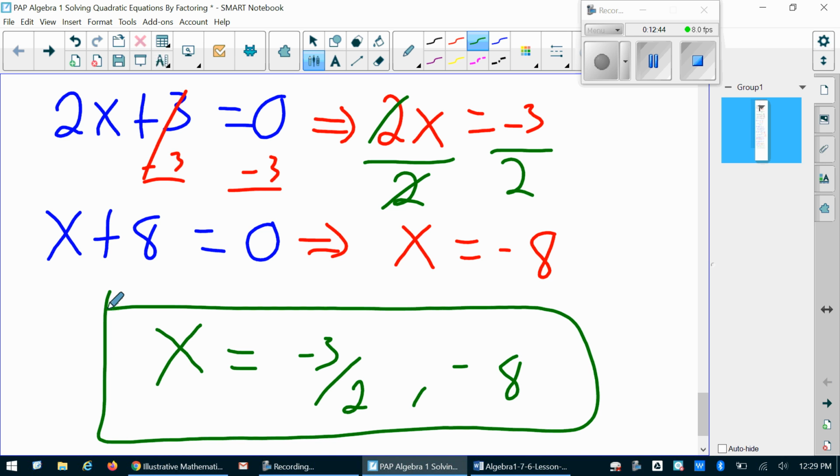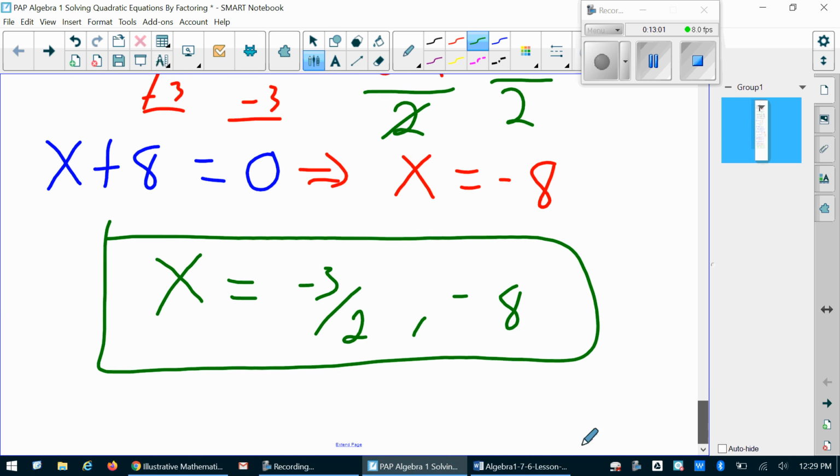I want to reiterate, we will not always get two solutions. Our first three examples, we've gotten 2, but just remember that we can get one solution. Sometimes we can get no solutions. We'll try to do multiple types of those as we go. Okay, last example for this video.